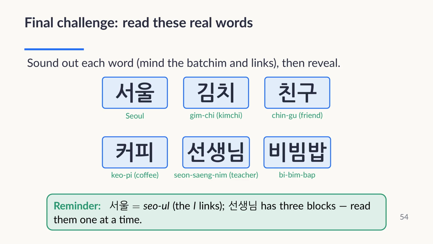Now the answers appear in green. Check each one. If you read even 4 of these 6 correctly, you have truly succeeded, because these are ordinary words you would see on menus, signs, and name cards all over Korea. Notice how you no longer see mysterious squares, you see syllables, and you can voice them. That is the whole point of this course, and you have reached it.